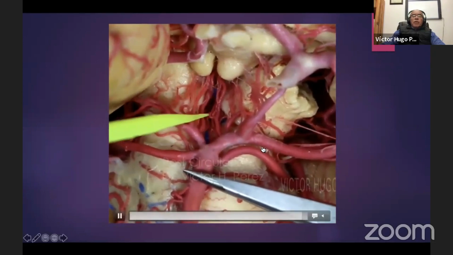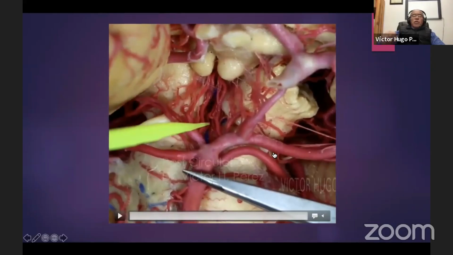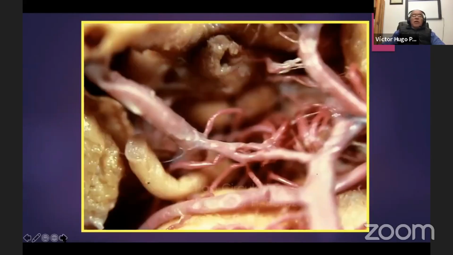The oculomotor nerve on this side was accidentally cut during dissection. That's the reason we cannot see it here. So although you see a very small posterior communicating artery or PC or P1 segment of posterior cerebral artery, like in this case, you look that it's a very small P1 on this side, but it doesn't matter if it is small or big.